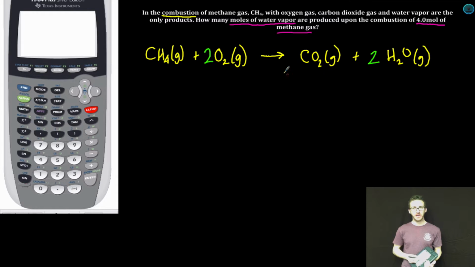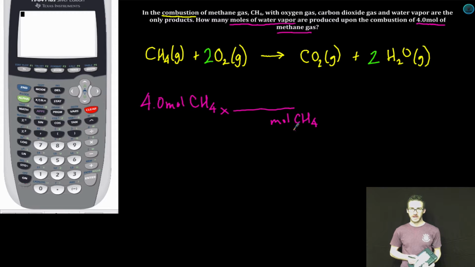Alright, for any stoichiometry problem, you always want to start with the amount that you're given. In this case, 4.0 moles of methane. Boom. Set up your conversion factor. I'm going to carry down moles of methane so that unit cancels out. On the top, I'm going to put moles of water vapor.